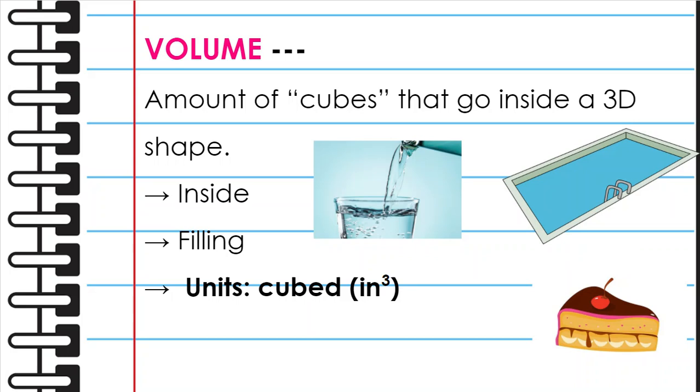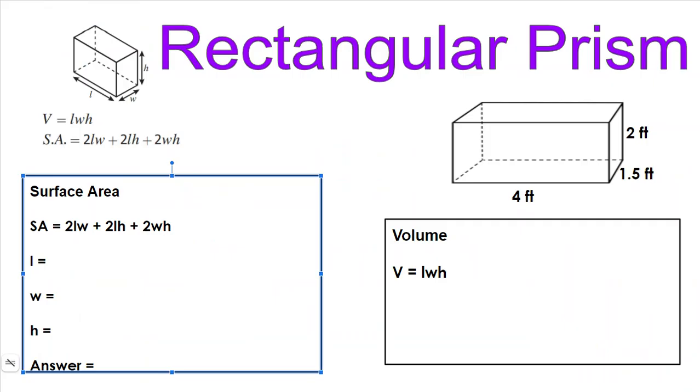Volume is the amount of cubes that go inside a 3D shape. So it's the inside of the shape, it's filling the shape, like filling a glass of water, filling a pool, stuffing a pillow, anything that you're filling the inside of a 3D shape. And then for volume, all your units are always cubed. So it'll be like inches cubed, centimeters cubed, feet cubed, units cubed. Volume is always cubed. All right, so let's look at surface area and volume of a rectangular prism.